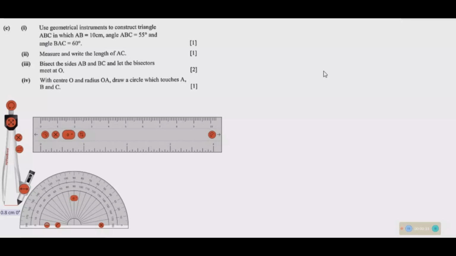Use geometrical instruments to construct triangle ABC in which AB is equal to 10 centimeters, angle ABC is equal to 55 degrees, and angle BAC is equal to 60 degrees. Okay, so where we're going to start from is this statement, the side which is 10 centimeters, which is AB is equal to 10 centimeters.